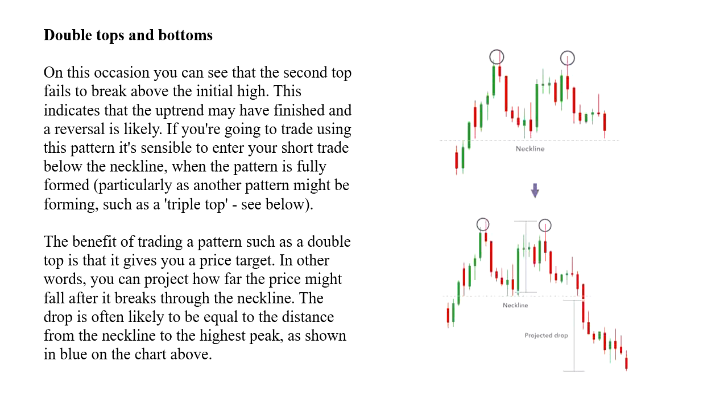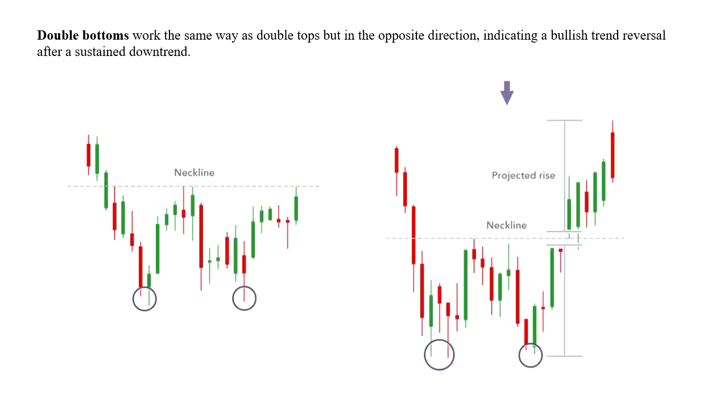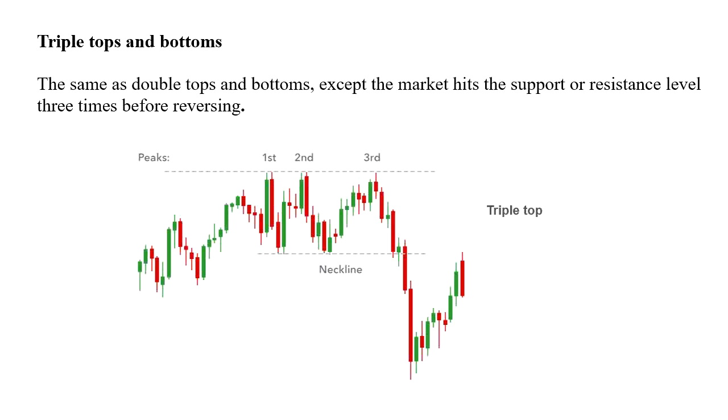The benefit of trading a pattern such as a double top is that it gives you a price target. In other words, you can project how far the price might fall after it breaks through the neckline. The drop is often likely to be equal to the distance from the neckline to the highest peak, as shown in blue on the chart above. Double bottoms work the same way as double tops but in the opposite direction, indicating a bullish trend reversal after a sustained downtrend.